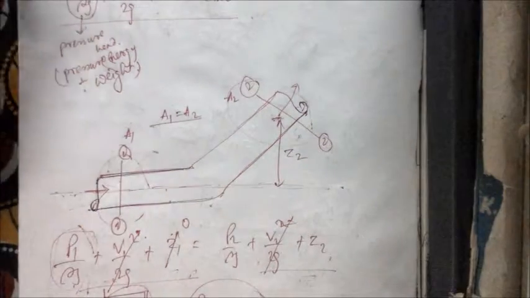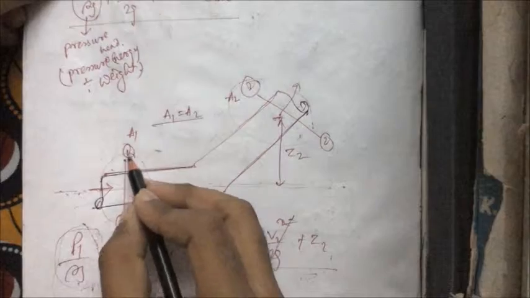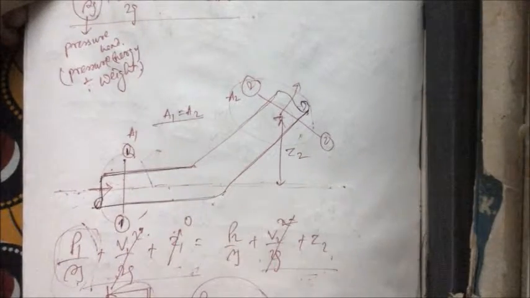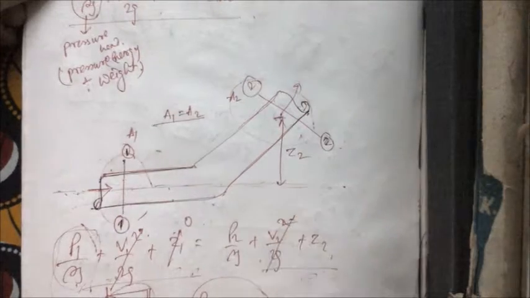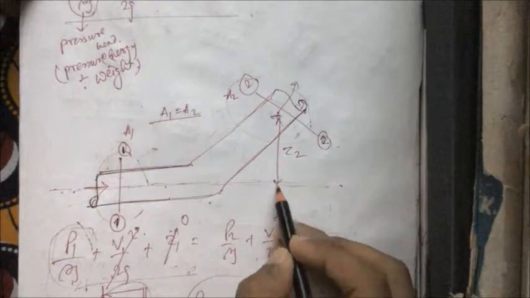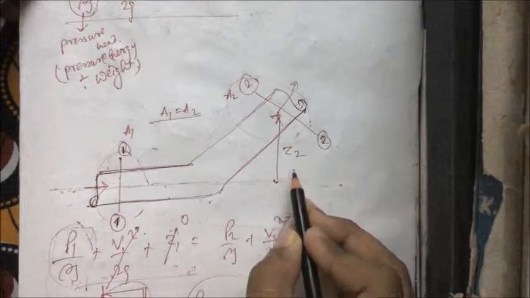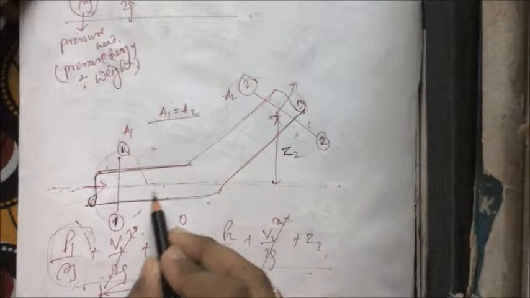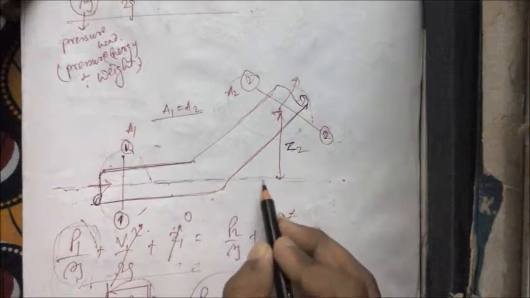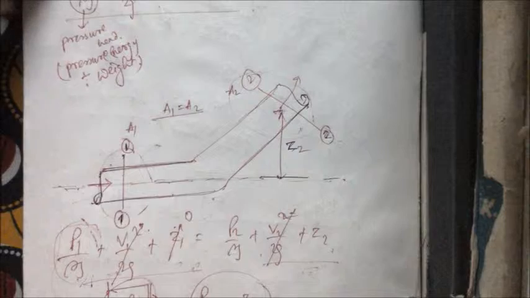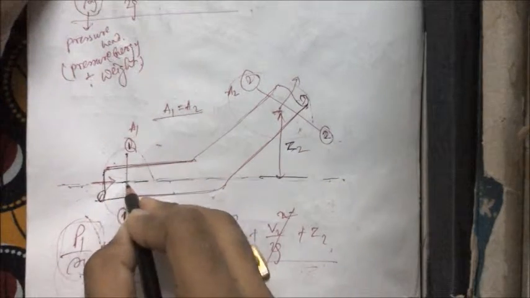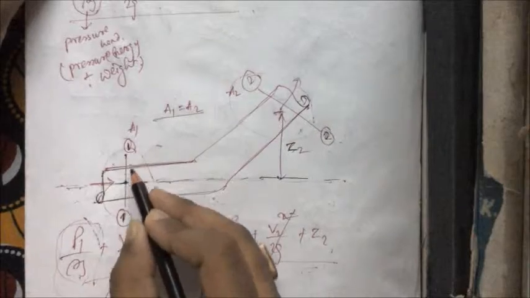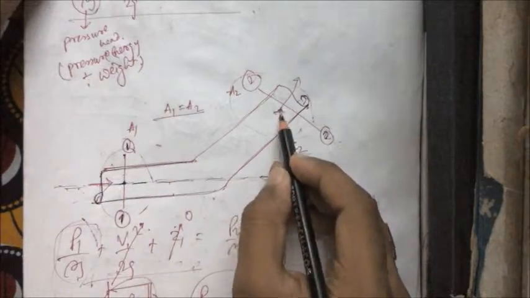If I apply Bernoulli's principle at the inlet, I'm naming the inlet as 1, and this is the outlet, I'm naming as 2. I can see that the outlet is at the height Z2 from the datum. I've considered the datum now as the center of the pipe. Then the height at the inlet will be 0 because this is the datum. There is no height here. Here is the height.